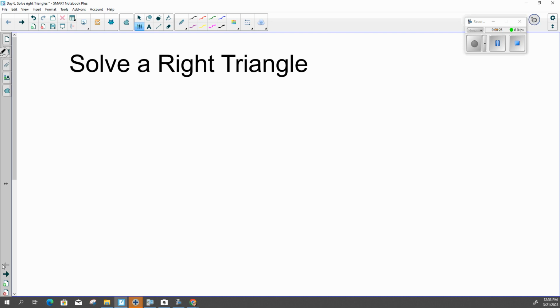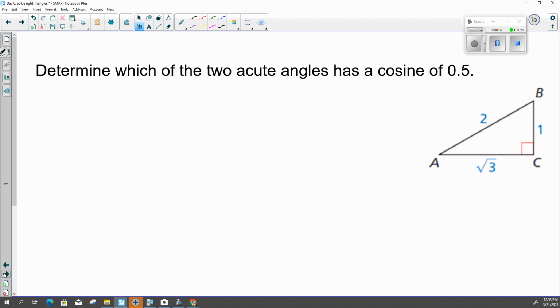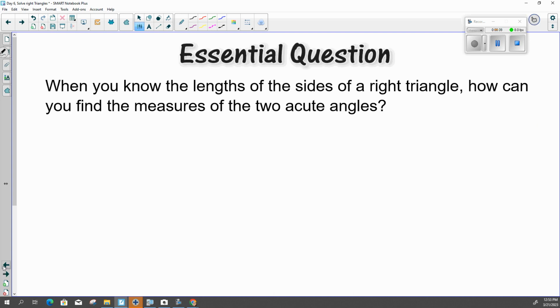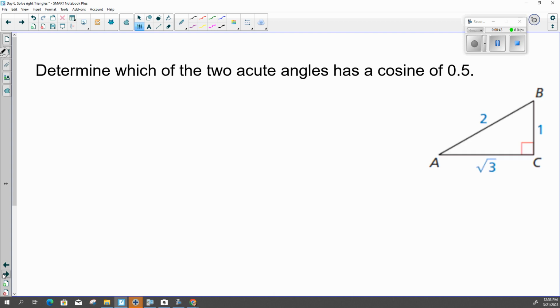What do you think it means to solve a triangle? Yeah, all the sides and all the angles. We should know all the angle measurements and all the side measurements. Does it say that? When you know the side lengths? I don't know. I don't want to write that.